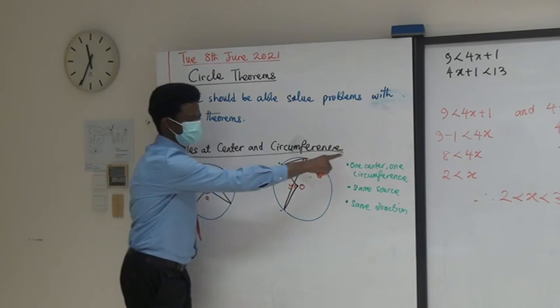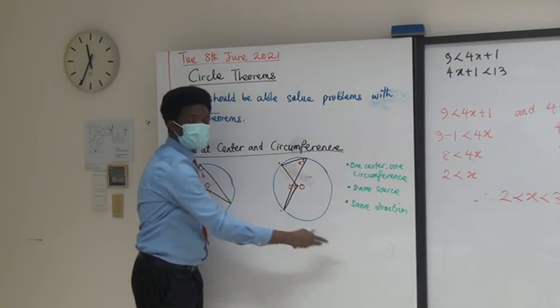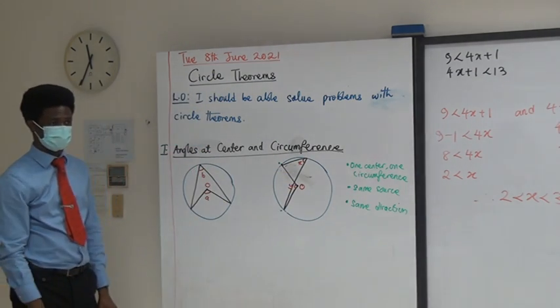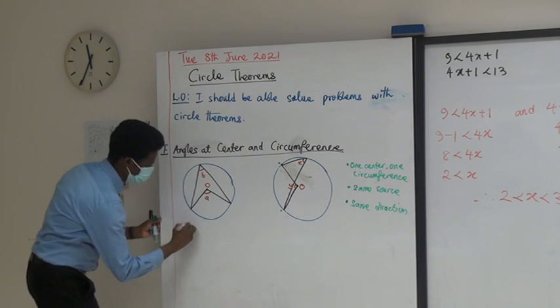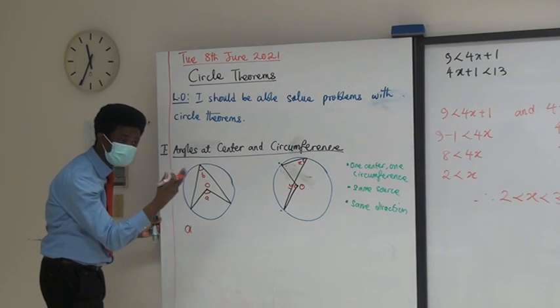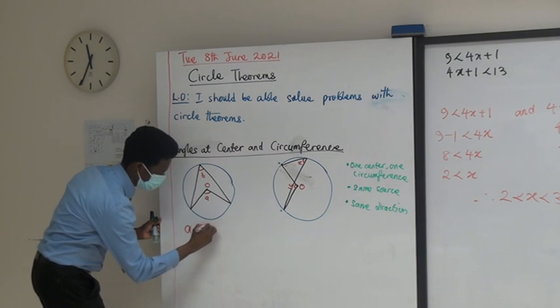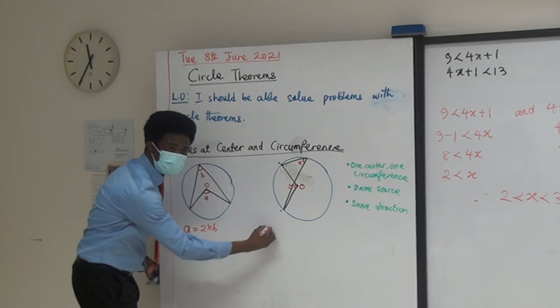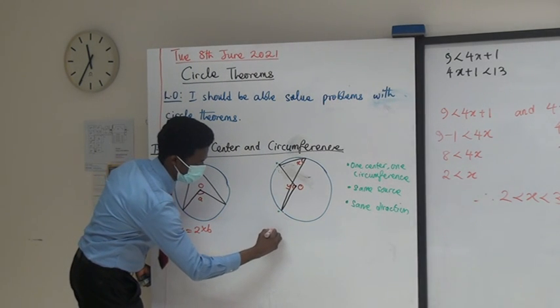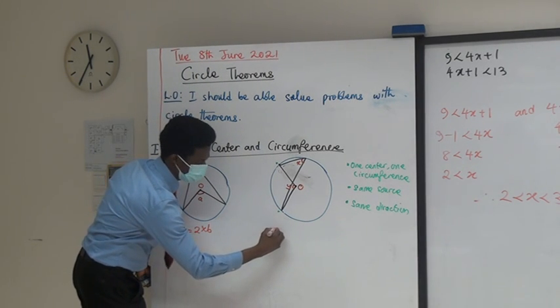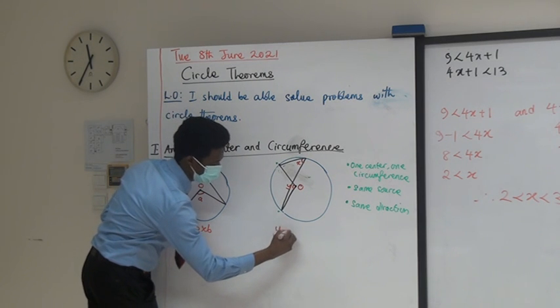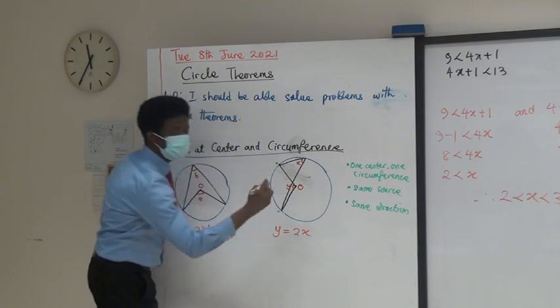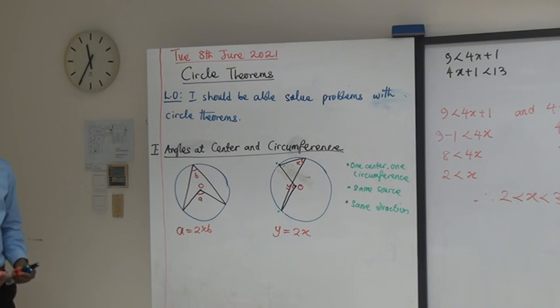If you can see these clues, then they are related by this theorem. And the relationship will be angle at the center, the way we say it, is equal to 2 times angle on the circumference. Here, what will be the mathematical relationship? Together. Speak louder, please. Y. That's the first theorem.